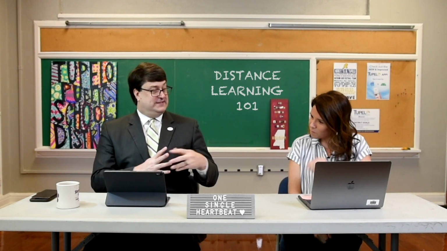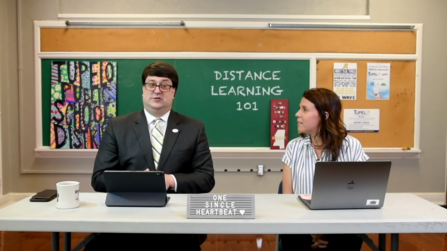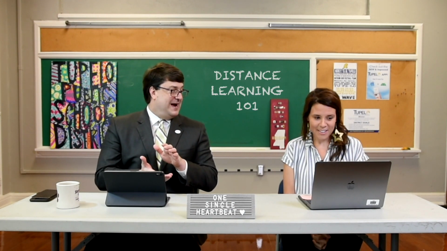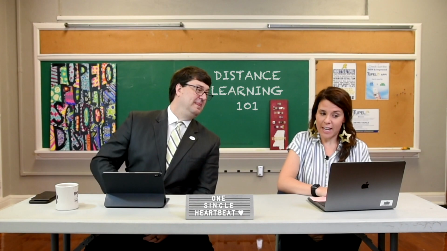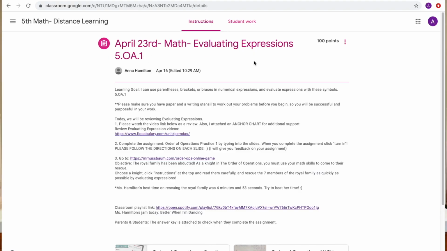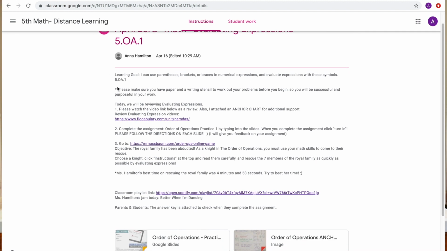All right. Well, you've been studying and preparing for this, so let's get started. Let's do some math. Okay, so this is April 23rd, Math, Evaluating Expressions 5OA1. OA1 just means one of our domains that we're learning today. We always do this on Wednesday. Our learning goal for today is I can use parentheses, brackets, or braces in numerical expressions and evaluate expressions with these symbols. I put a little note in there for students to get writing utensils and paper to make sure they're successful and purposeful in what they do.